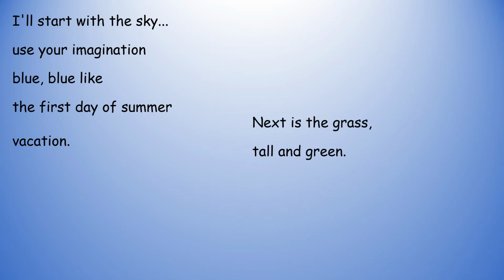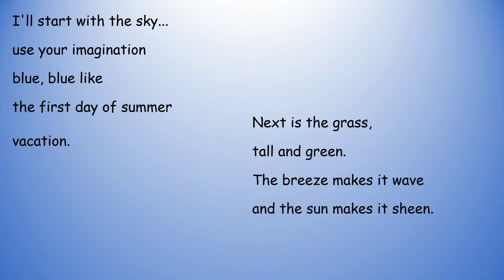Next is the grass, tall and green. The breeze makes it wave and the sun makes it sheen. So after the sky, the poet is describing the grass, which is very tall and very green in color. Okay, the breeze, the soft wind, the cool wind is making it wave, like moving to and fro. And the sun is making the grass sheen. Sheen means glow, shine. Okay, so first the poet describes the sky, then the poet describes the grass.